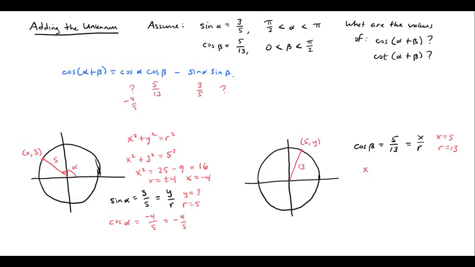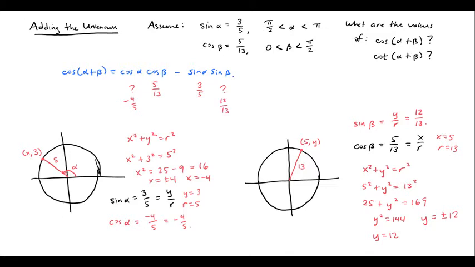So again, I'm going to use the fact that x squared plus y squared is r squared. And then we know x is 5, so 5 squared plus y squared has got to be 13 squared. So 25 plus y squared will need to be 169. Y squared is 144, so y is either plus or minus 12. In this case, we know we're in the first quadrant, so y has to be 12. So that means that sine of beta will need to be what? It needs to be y over r, which is 12 over 13. Okay, so we know that sine of beta is 12 over 13.